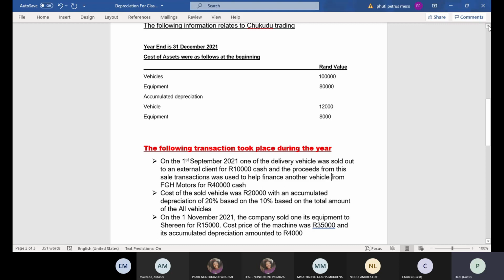Additional information number 3 says that on the 1st of November 2021, the company sold one of its equipment to Cherie for 15,000 Rand, and the cost price of the machine was 35,000 Rand, and its accumulated depreciation amounted to 400,000 Rand. So looking at these two different types of assets, you can see that there is no difference in relation to the information provided under your additionals.